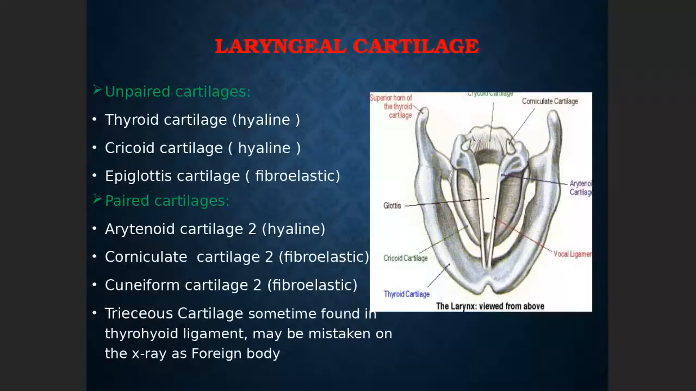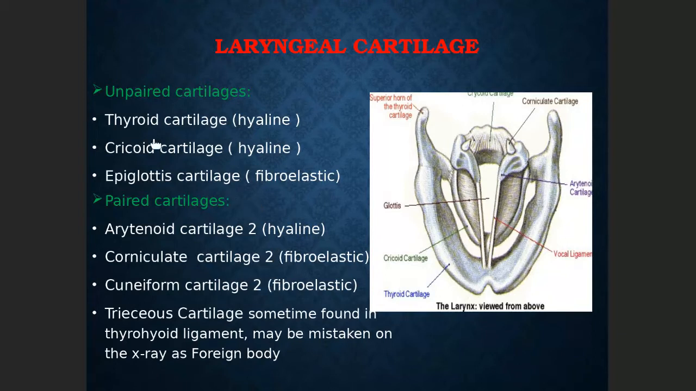Now about the laryngeal cartilages. We have 9 cartilages, as mentioned before: unpaired cartilages and paired cartilages. The unpaired cartilages are 3: thyroid, cricoid, and epiglottis. The thyroid and cricoid are hyaline cartilage. The arytenoid cartilage is also hyaline cartilage, while the epiglottis is fibroelastic, and the others are fibroelastic.